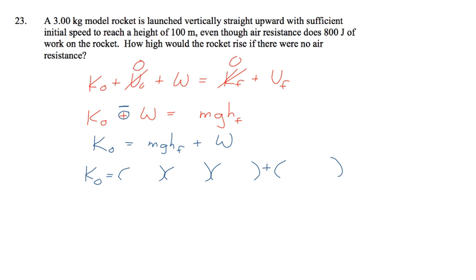And if we put the numbers in, the mass is 3 kilograms. Gravity is 9.8 meters per second squared. And the height is 100 meters. And it has to overcome the work, which is 800 joules. So if you solve that, what do you get for the original kinetic energy that it had to have in order to go 100 meters into the air with air resistance involved in the problem?